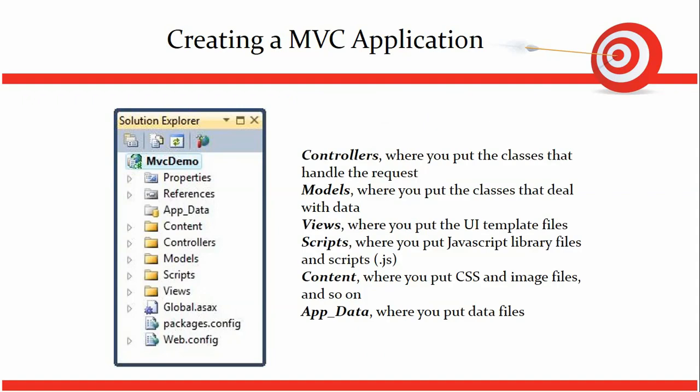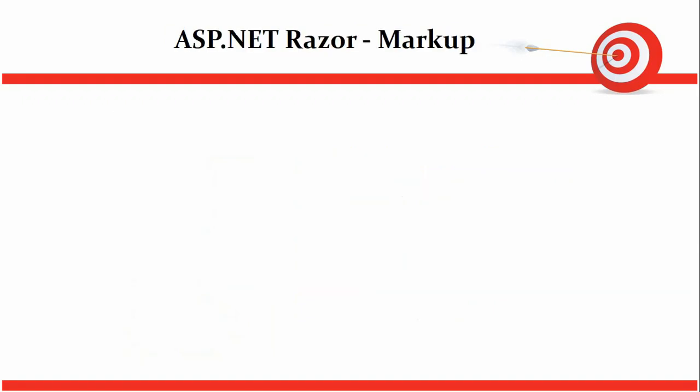And also these folders where you have, controllers is where you put the classes that will handle the request. Models is where you put the classes that deal with data. Views is where you put the UI template files. Scripts is where you put your JavaScripts and .js files and stuff. Content is where you put CSS and image files. And App_Data is where you put database files or data files. Okay, this is an MVC application. We'll see that in working on Monday. We'll just go through this quickly.